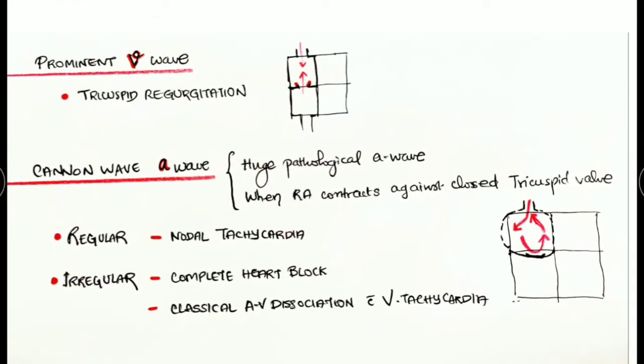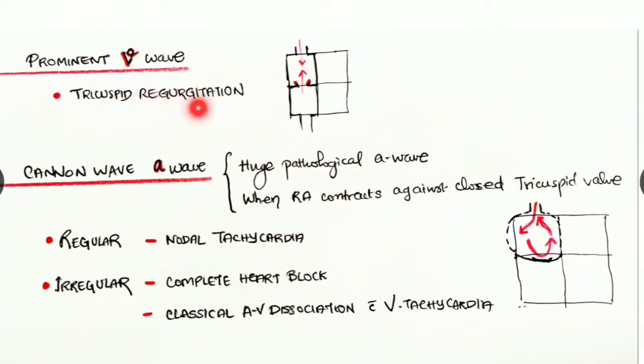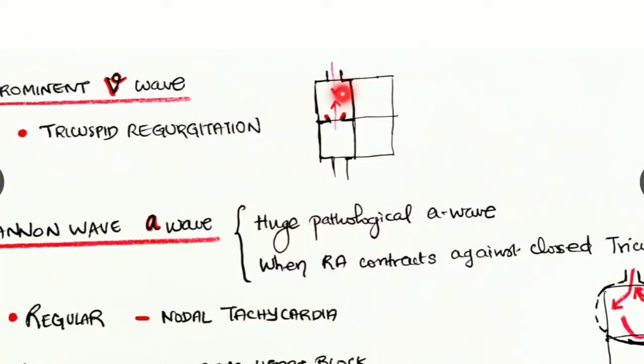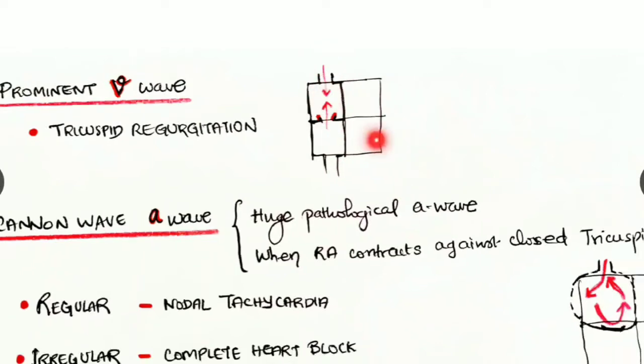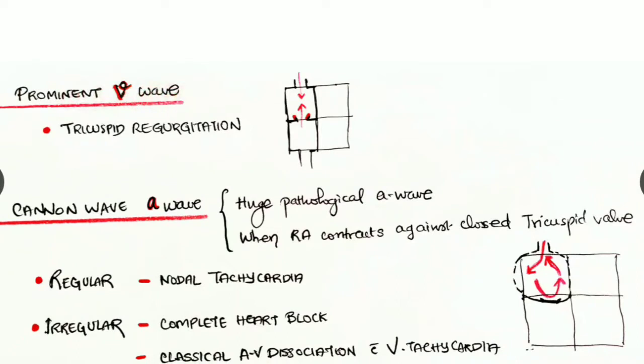Next is prominent V wave. It is seen in tricuspid regurgitation. The V wave is due to passive filling of the right atrium. So if there is tricuspid regurgitation, there is backflow of the blood to the right atrium, and it causes increased pressure in the right atrium, as there is regurgitated blood from the right ventricle as well as the blood filling into the right atrium, and this causes a prominent V wave.